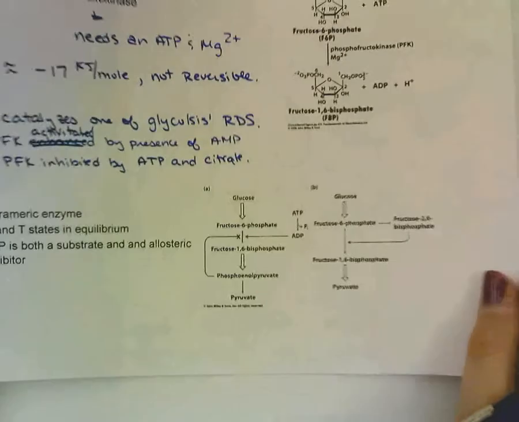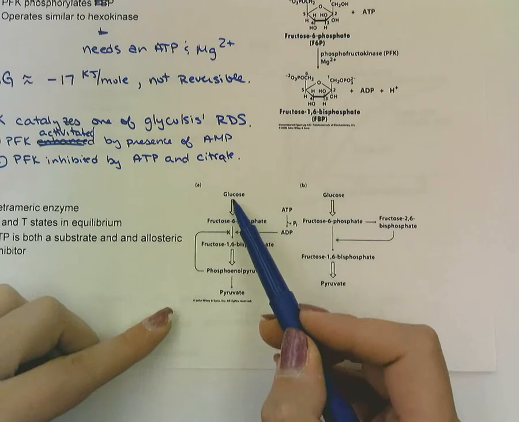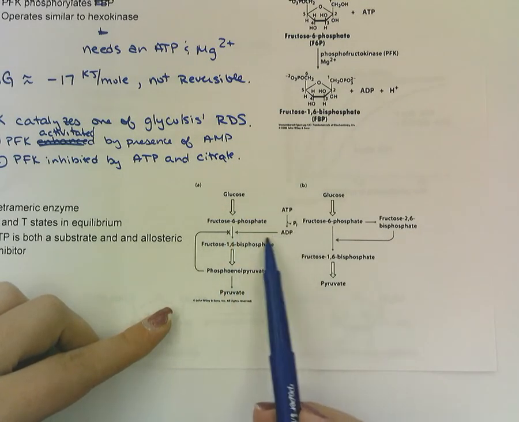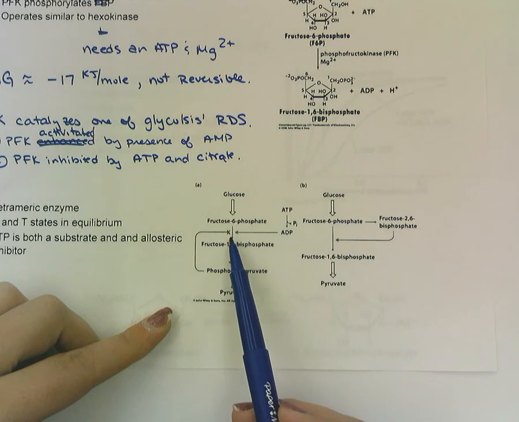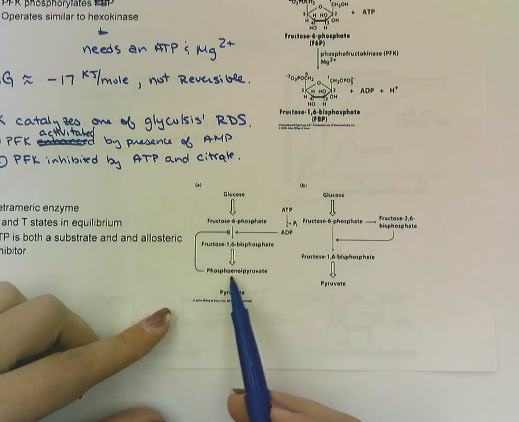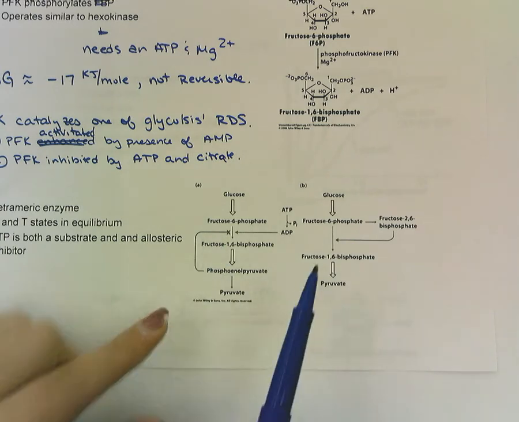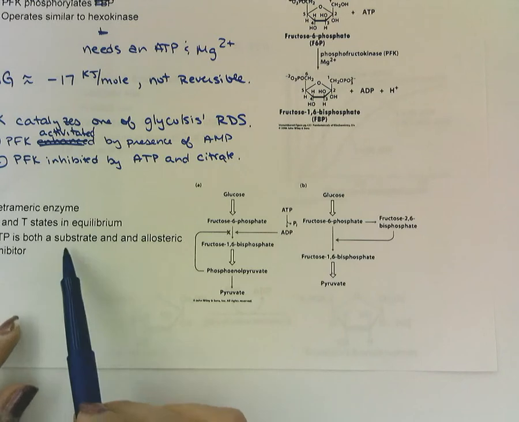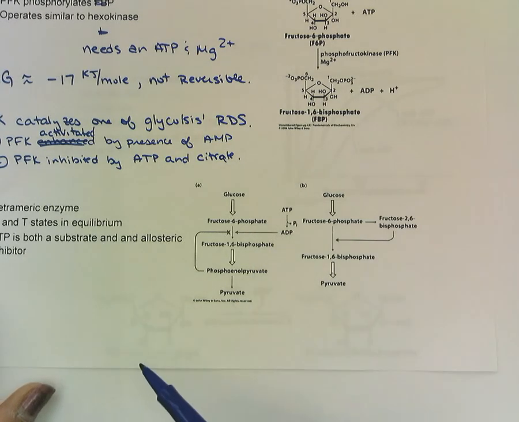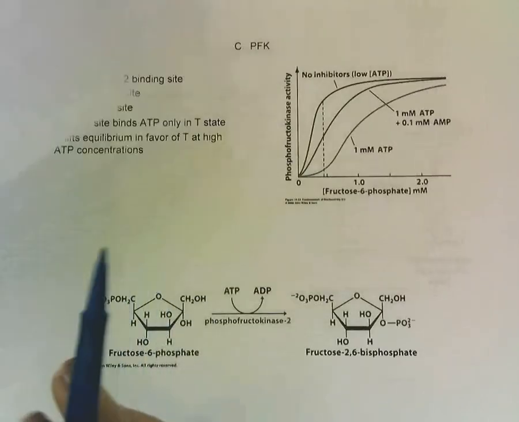So as we see here on this figure, fructose 6-phosphate and ADP can turn on the mechanism, but phosphoenolpyruvate can turn off the mechanism. And then ATP is both a substrate and an inhibitor. So you need ATP to complete the reaction, but if there's so much ATP in there, it can actually act as an inhibitor.